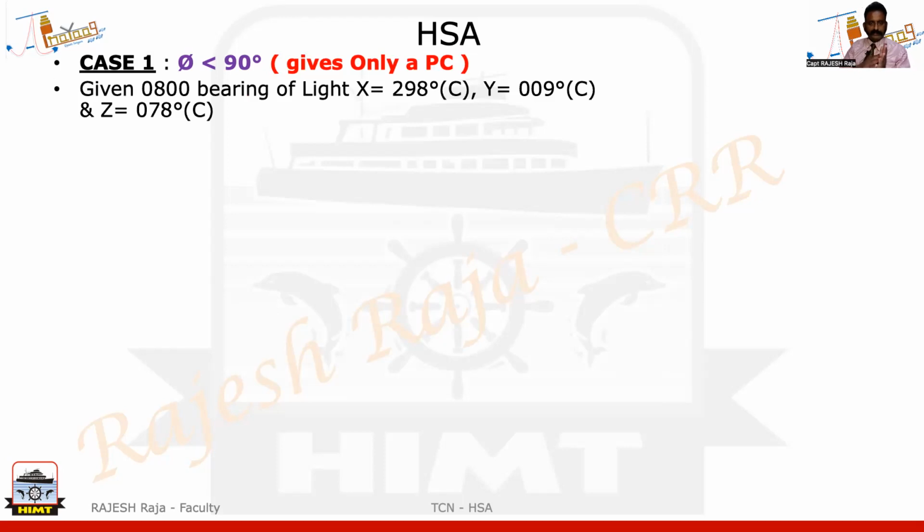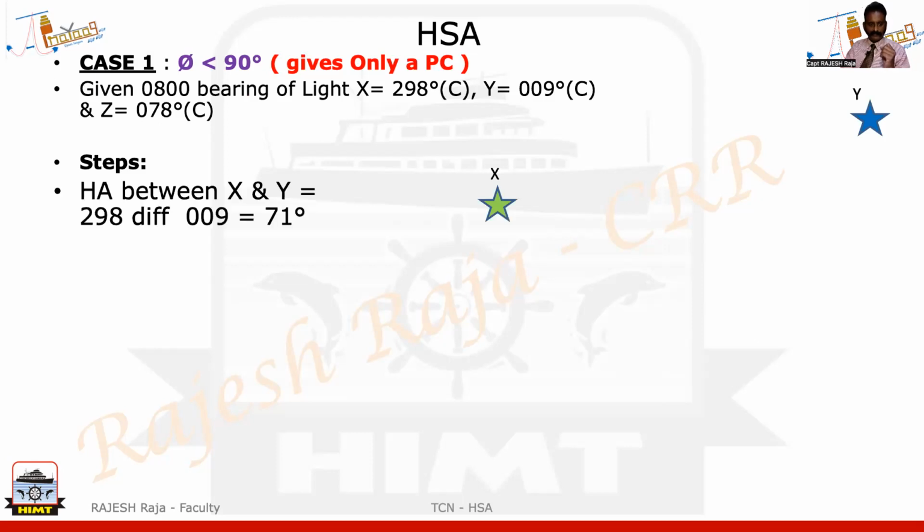I've just copied the bearings again, and let us look at the steps. Approximately, I call the first lighthouse as X, second as Y, which was your Abacus and Y stud. Please look at the horizontal angle. The shorter angle was 71 degrees. That is what we have calculated. So this is theta 71, obviously. Theta is less than 90 degrees.